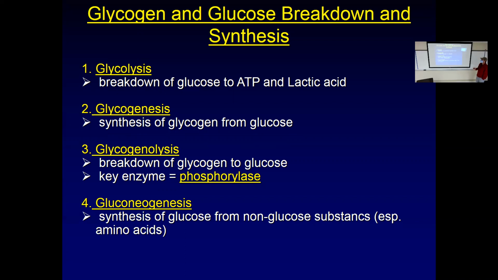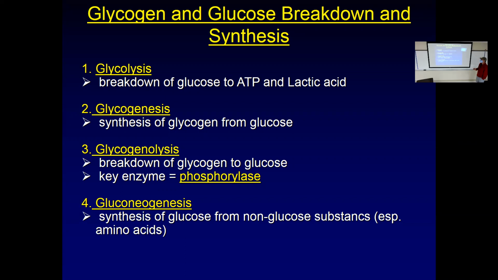We have glycolysis, we have glycogenesis, glycogenolysis, and then gluconeogenesis. So glycolysis is a metabolic pathway, which you probably have heard of. In glycolysis, we break down glucose so that we can get ATP and make lactic acid. Glycogenesis, okay, is just what it says. The genesis means kind of starting or getting together. This is synthesizing glycogen from many glucose molecules.